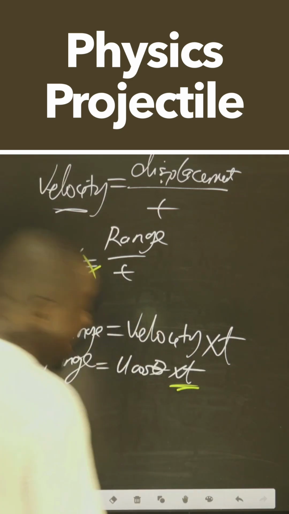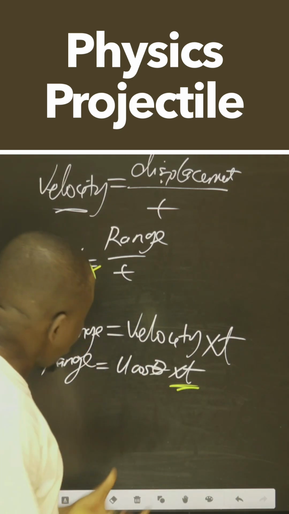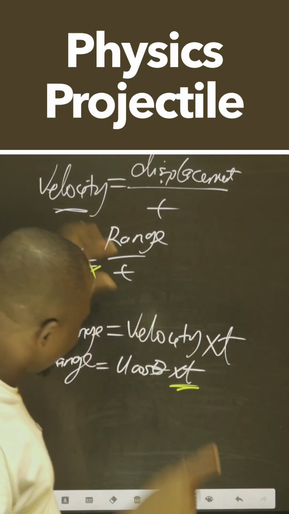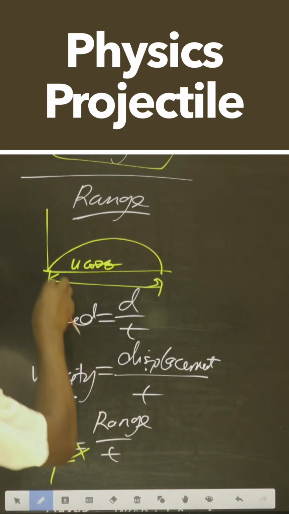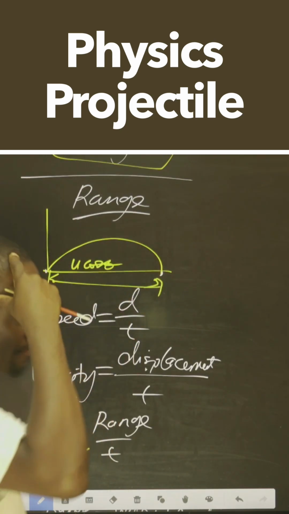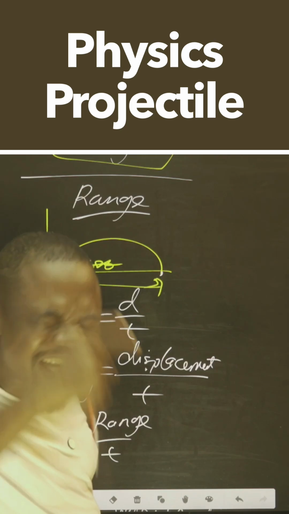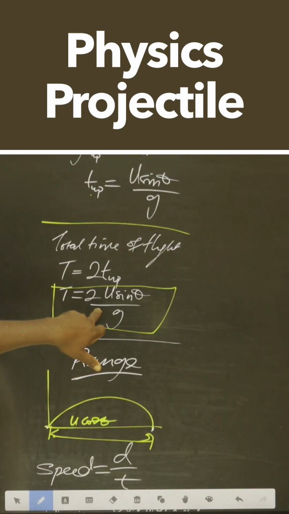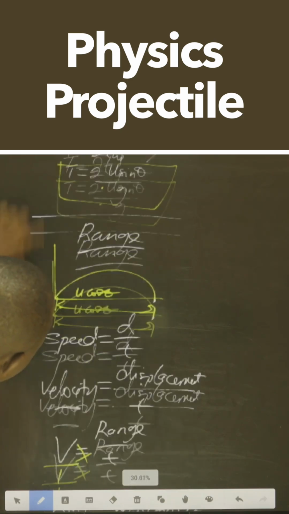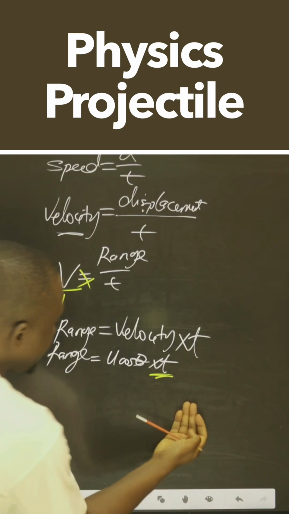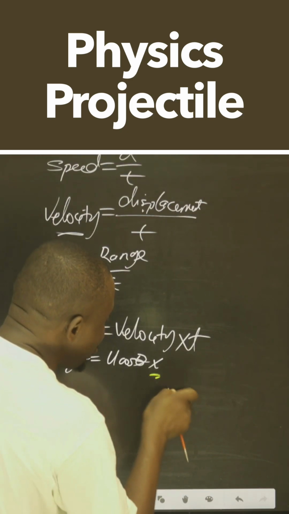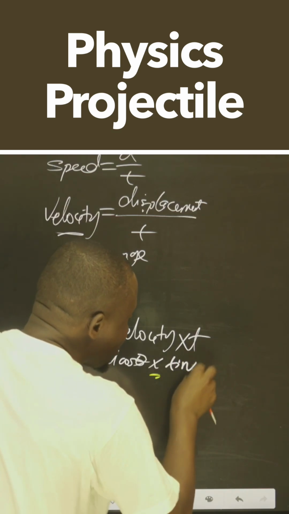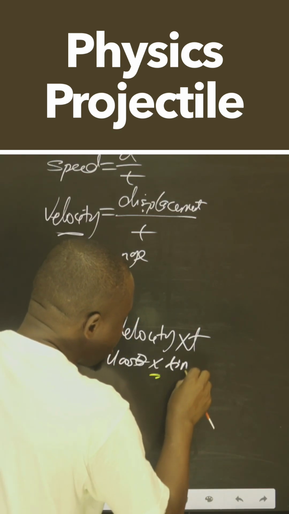What is this time? What is the time? Think. You started from here, you reach here. What time is that? That is the total time of flight. Did you get that before? Yes, this is the total time of flight. We have to replace this t now by total time of flight. Let me just write it, in case you are doing screenshot.